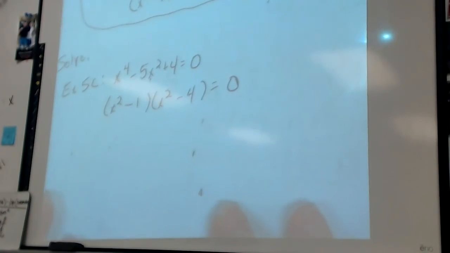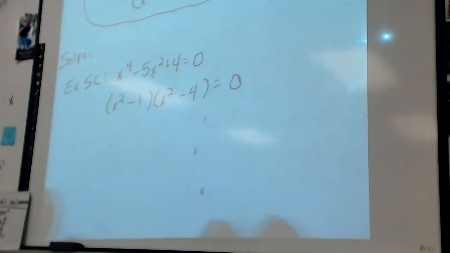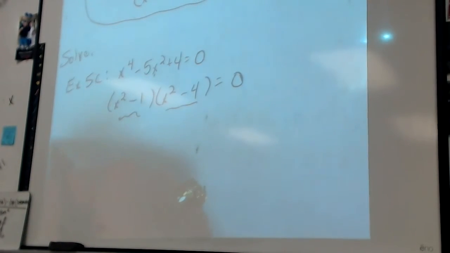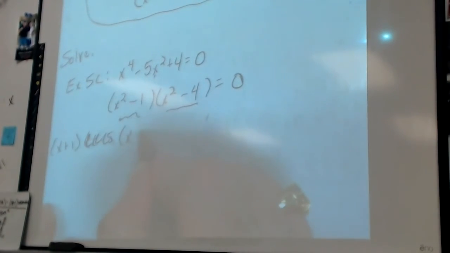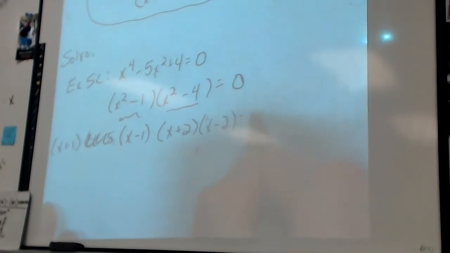Am I done? No. Can I keep factoring? Both of these are difference of squares. So this would factor into x plus 1, x minus 1. Whoops. Where did I get x minus 5 at? And this one would factor into x plus 2, x minus 2.